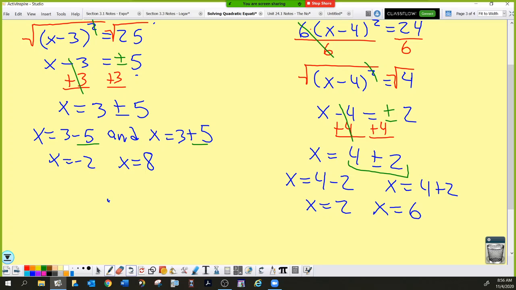Oh, I heard somebody say there's fractions. There must be fractions on the next one. Yes. Yeah, those are the x-intercepts.